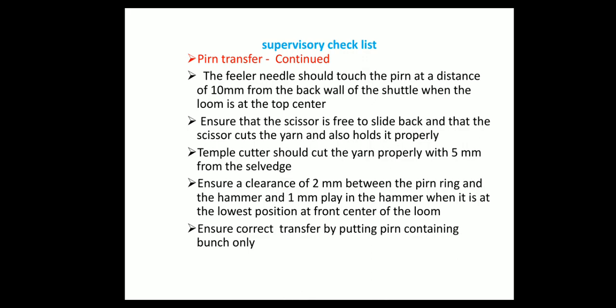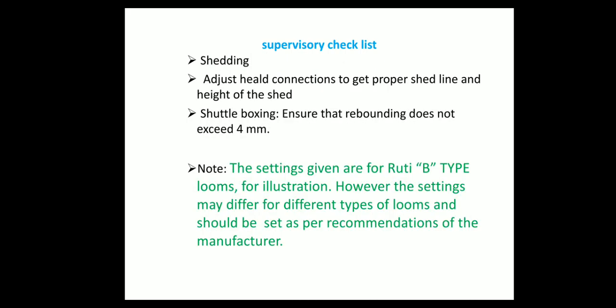Pern transfer continued. The feeler needle should touch the pern at a distance of 10 mm from the back wall of the shuttle when the loom is at the top center. Temple cutter should cut the yarn properly, 5 mm from the selvage. Ensure a clearance of 2 mm between the pern ring and the hammer, and 1 mm play in the hammer when it is at the lowest position at front center of the loom. Ensure correct transfer by putting pern containing bunch only. Shedding: adjust heel connections to get proper shed line and height of the shed. Shuttle boxing: ensure that rebounding does not exceed 4 mm.